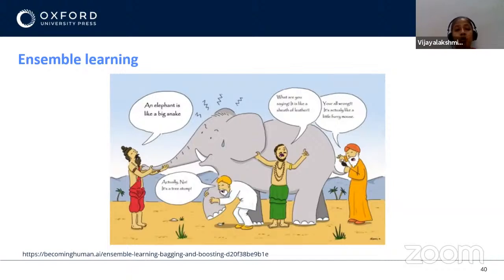All are blind persons. So ensemble learning is like, instead of using the prediction from one weak classifier, we can combine the predictions of many weak classifiers and come up with a good prediction. That is the idea of why we go for ensemble learning. And we have many techniques that come under ensemble learning, and it has been covered in that book.